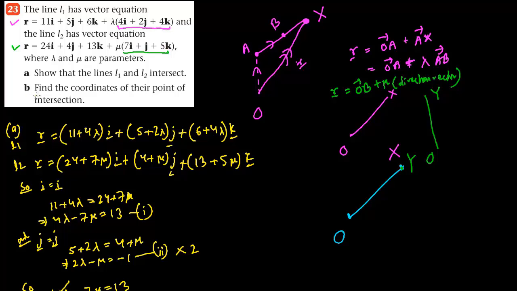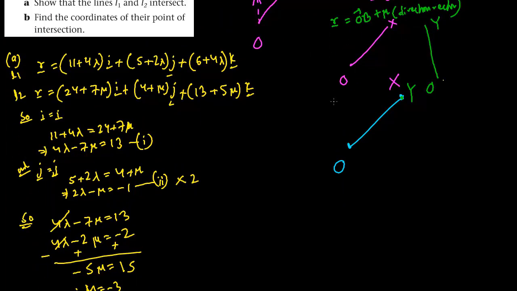So is there any shortcut of showing that L1 and L2 intersect or not? Well, there is. When you have a question where you first have to show that the lines intersect and then find that point of intersection, it's a different question. In this situation, you can use the third equation and see whether it holds true for the value of lambda and mu. If it holds true, therefore the lines intersect. You don't have to find the point of intersection to prove that. So let's find the third equation.